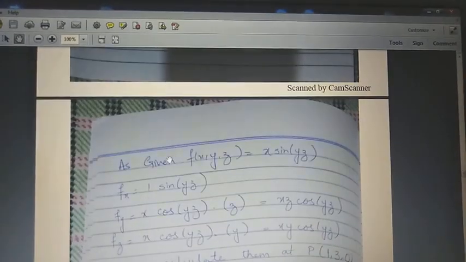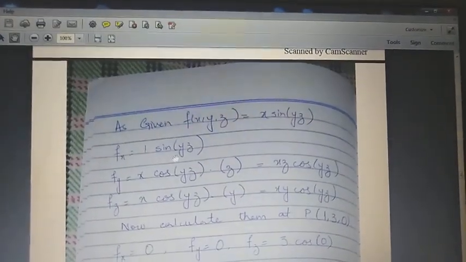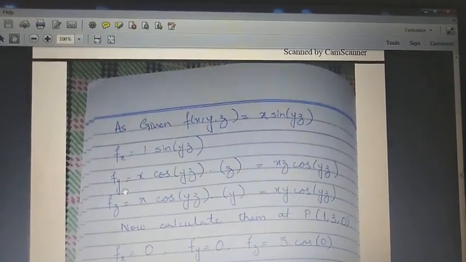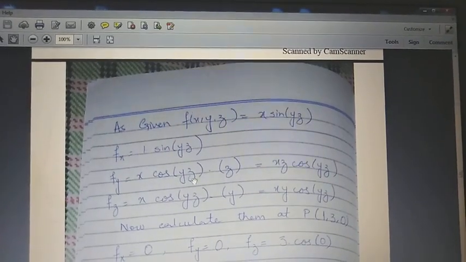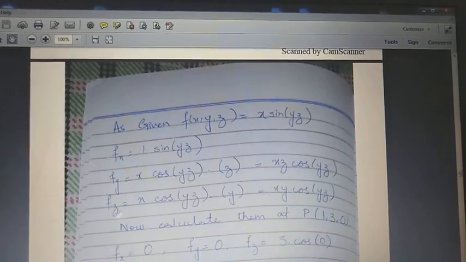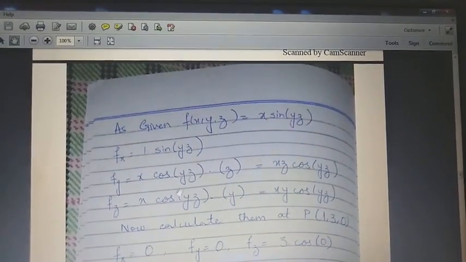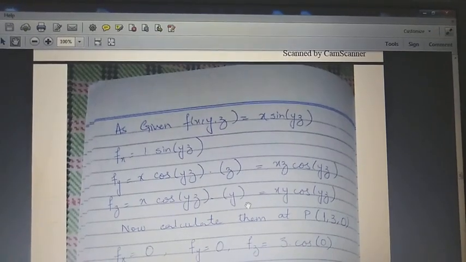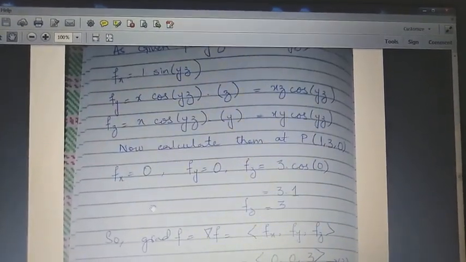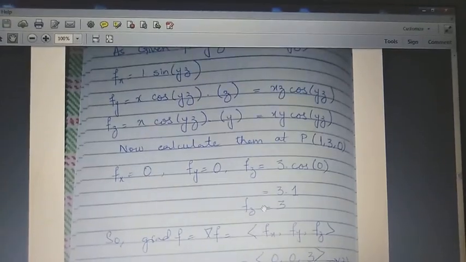After finding the unit vector, now we will find the partial derivatives. The partial derivative with respect to x is sin yz, with respect to y is x cos yz times z, and with respect to z is x cos yz times y. Now you will calculate these partial derivatives at the specific point. The answers will be 0, 0, and 3.